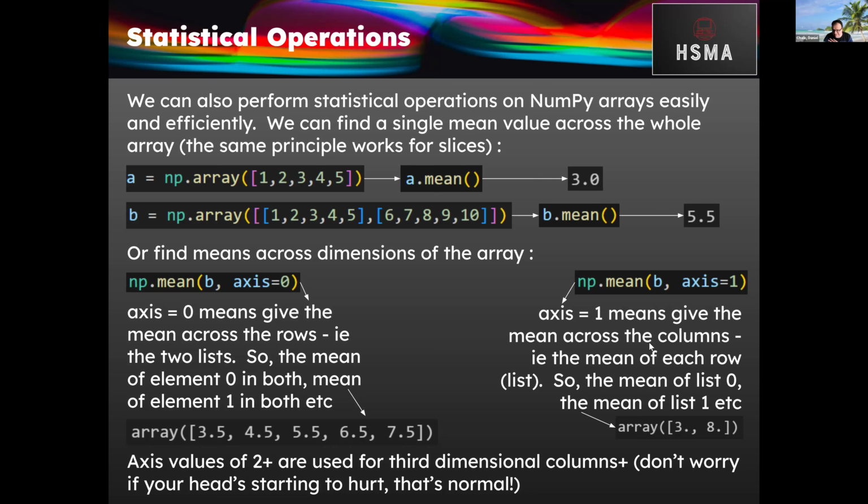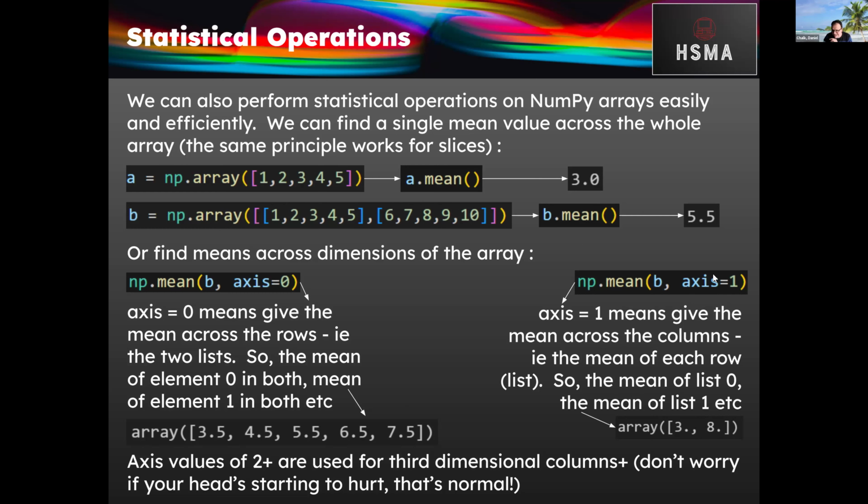Or we could do it the other way around and say we want to take the mean across columns. That will give us axis equals 1, which gives us effectively the mean of each row. So what's the mean of this group and what's the mean of this group? Here we get the mean of this group is 3, the mean of this group is 8. Again, think back. Let's imagine these are groups of individuals. The mean of ages here, pretty young group, but the mean of ages here is 3, the mean of ages here is 8. Okay.